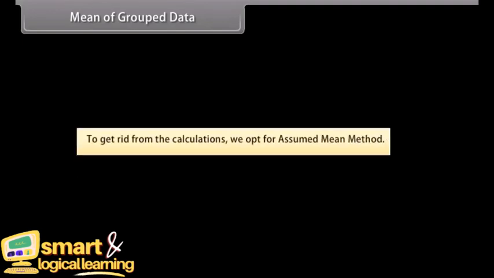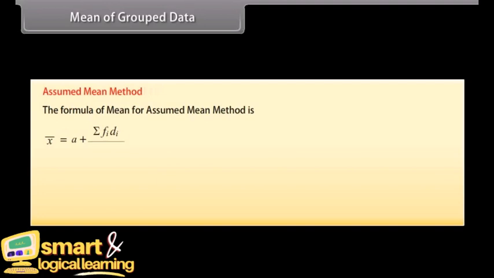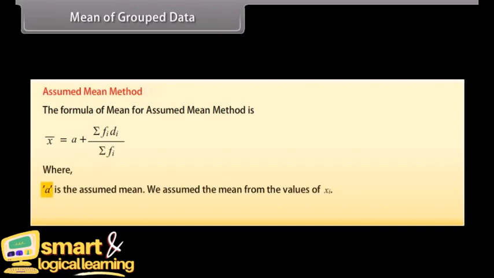Mean of grouped data. Sometimes the product of xi and fi becomes too large that this method becomes quite time-consuming. To get rid of the calculations, we opt for assumed mean method. Assumed mean method. The formula of mean for assumed mean method is a plus summation of the product of fi and di divided by summation of fi, where a is the assumed mean. We assume the mean from the values of xi. di is equal to xi minus a.